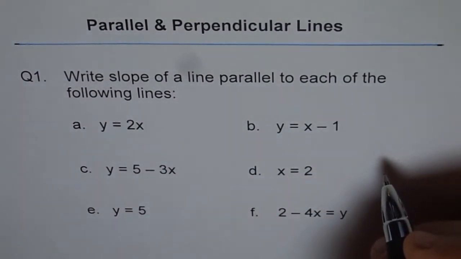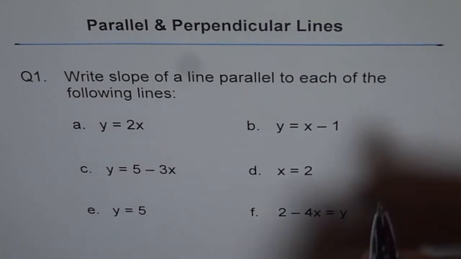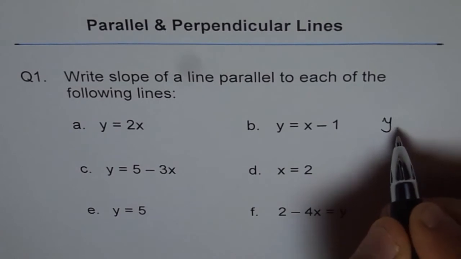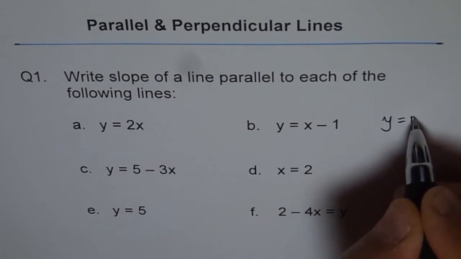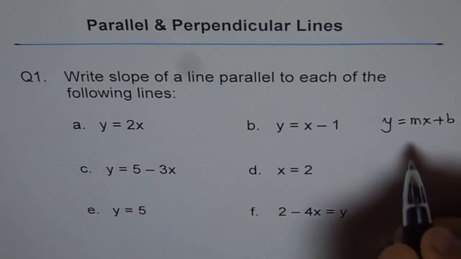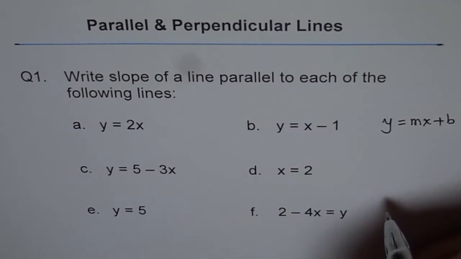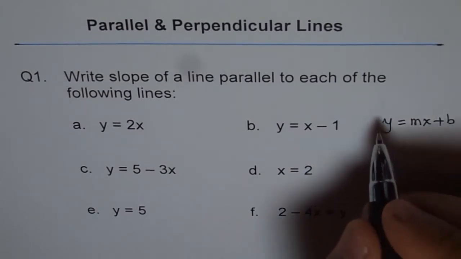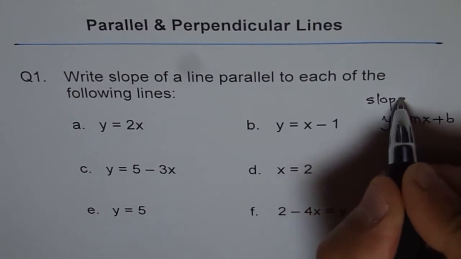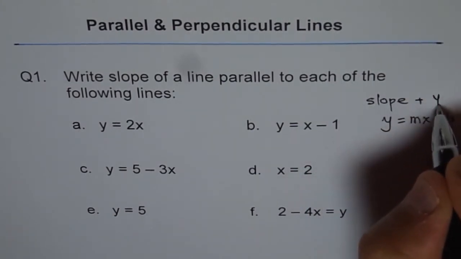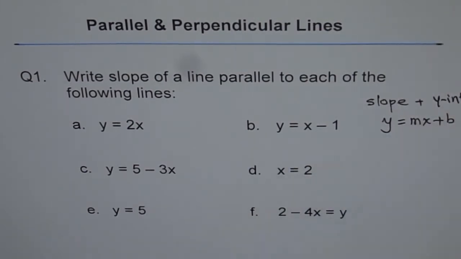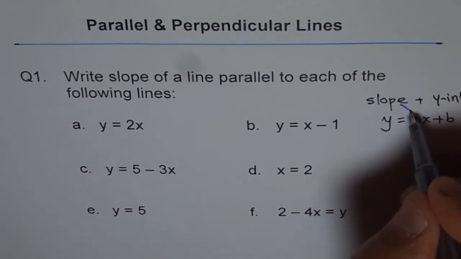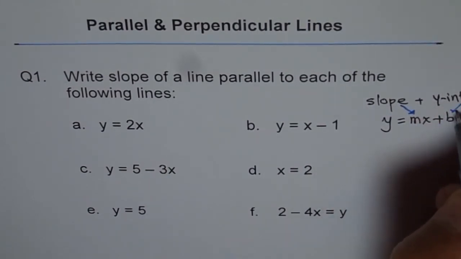So what do I need to know? I need to know how to find the slope of a line. One way is to apply knowledge of y equals mx plus b. This is a very important equation, and it is written in the form of slope and y-intercept. This equation can be used to find the slope, where m is the slope and b is the y-intercept.